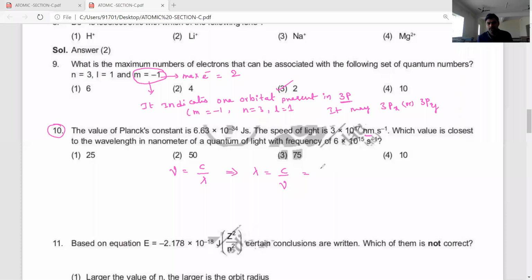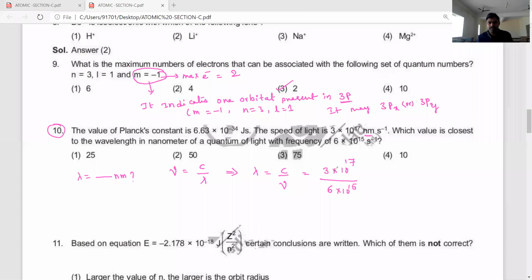For the c value, you just have to substitute 3 into 10 to the power of 17. See here, the velocity of light in terms of nanometers per second is 3 into 10 to the power of 17. The units of lambda are also asked in nanometers, so we have to take the c value directly in nanometers, divided by the frequency, which is 6 into 10 to the power of 15.